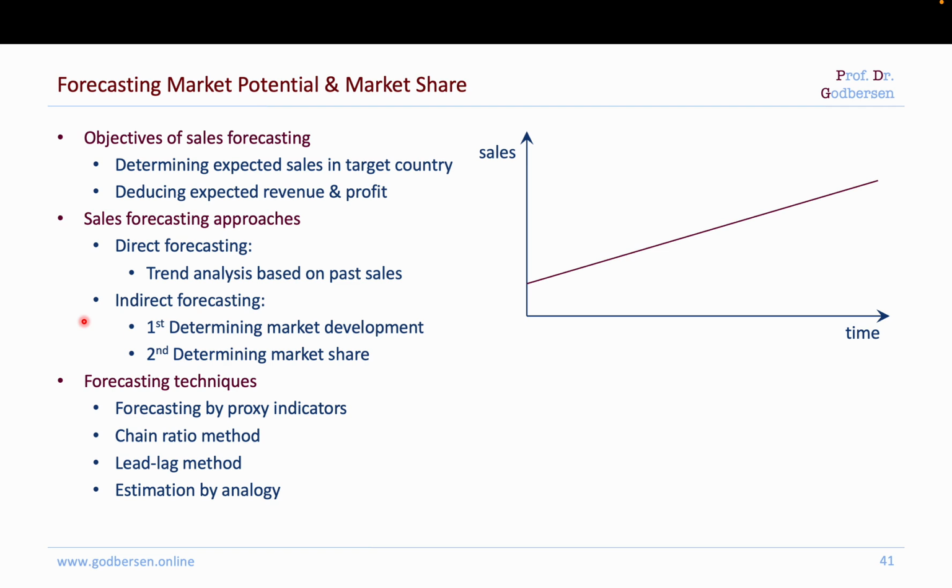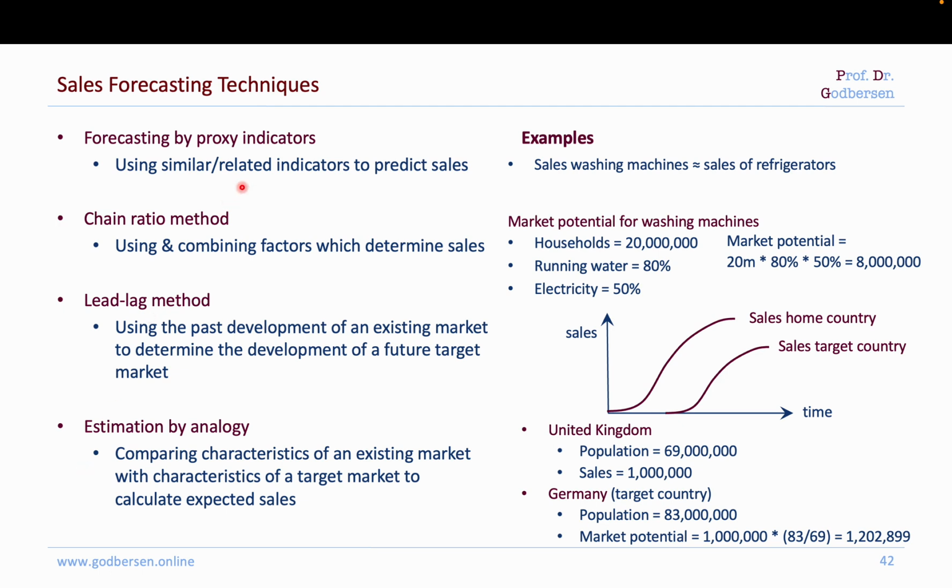I'll give you a few techniques that you can use, combine, and of course, you have to go deep. Normally it's a bit more complex, but these forecasting techniques can help you as an approach: forecasting by proxy indicators, chain ratio method, lead lag method, and estimation by analogy. With forecasting by proxy indicators, you simply use a similar or related indicator to your product, and if you look at this from the demand side, buying behavior, to predict your sales. For example, you want to sell washing machines, you might assume that the sales of washing machines correspond with the sales of fridges.